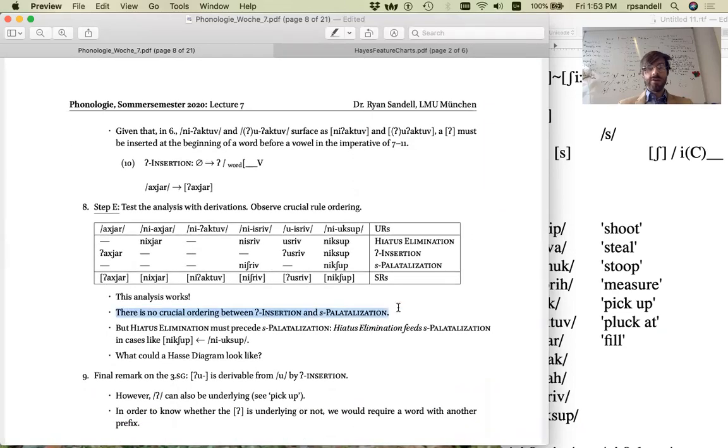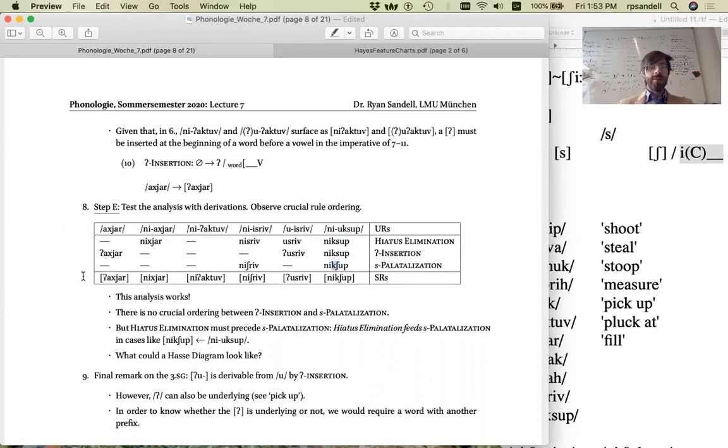And we see that there is then no crucial ordering between glottal stop insertion and s palatalization. Those rules don't interact in any way, but hiatus elimination has to precede s palatalization. And more specifically, hiatus elimination feeds s palatalization, which we see in cases like the last one here. Only because the underlying u was deleted did we obtain the context of an e followed by a single consonant and then an s.